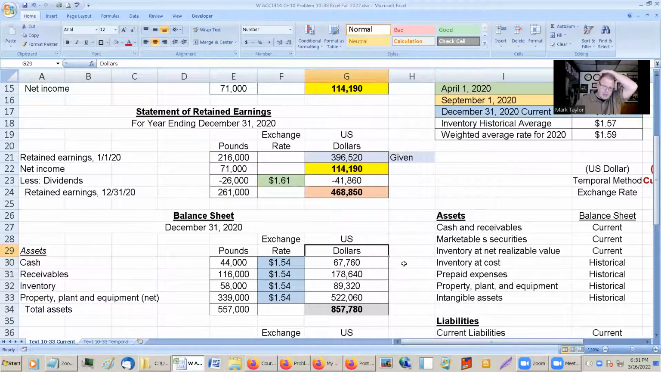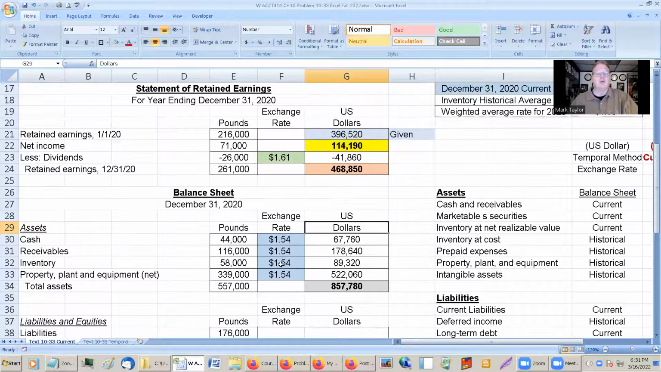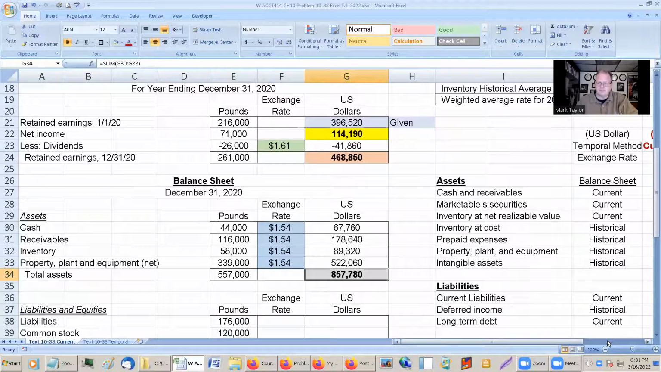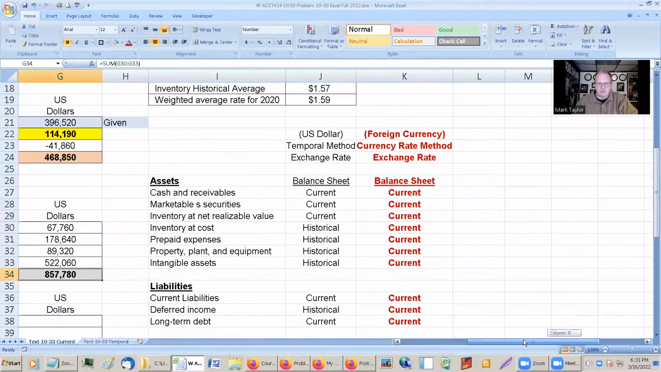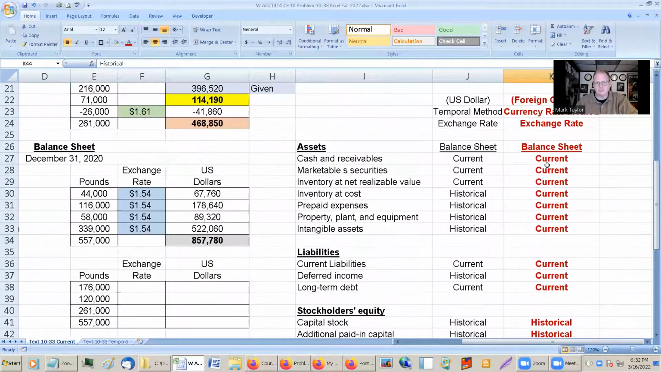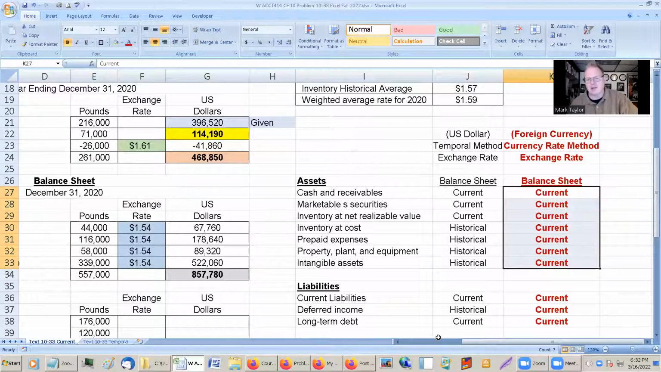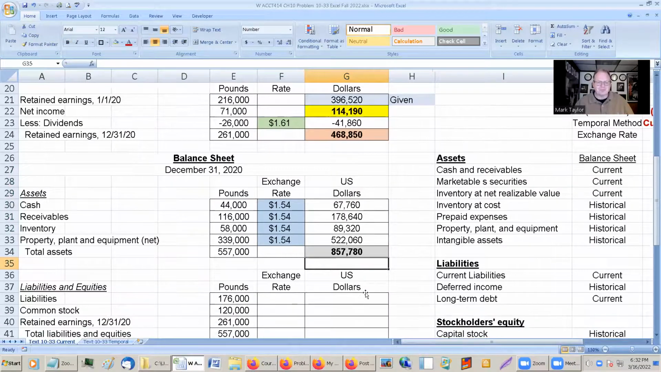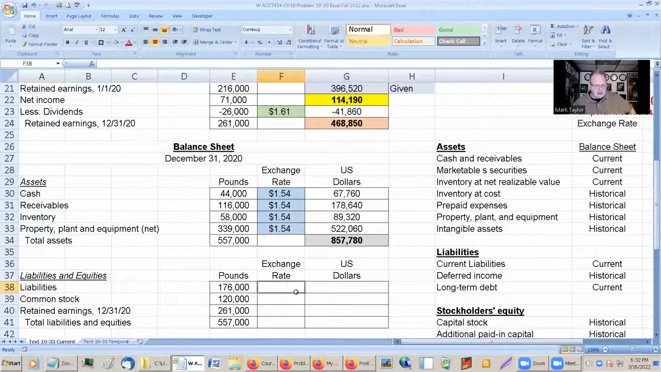So our total assets will be 857,780. And again, you can guess why they call it the current rate method. Pretty much everything goes in at current rate on the balance sheet. And the liabilities, they just kind of lumped them all together. That's fine.